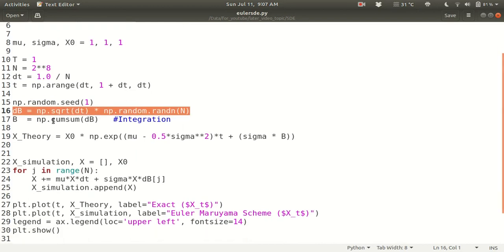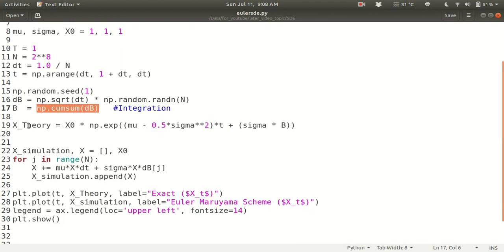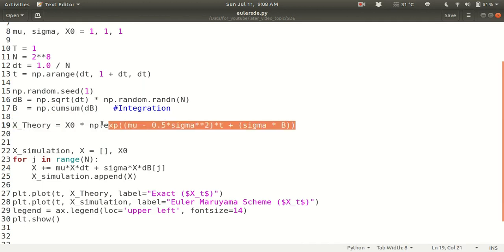Next, I found B by integrating that. That is basically the cumulative sum of this dB, as you can see here. And then I define the theoretical exact solution, which is x0 into exponential. And again, this exponential is imported from this library NumPy. So that's why np.exp, and then mu minus sigma square by 2 into t plus sigma into B. So this is my exact solution.